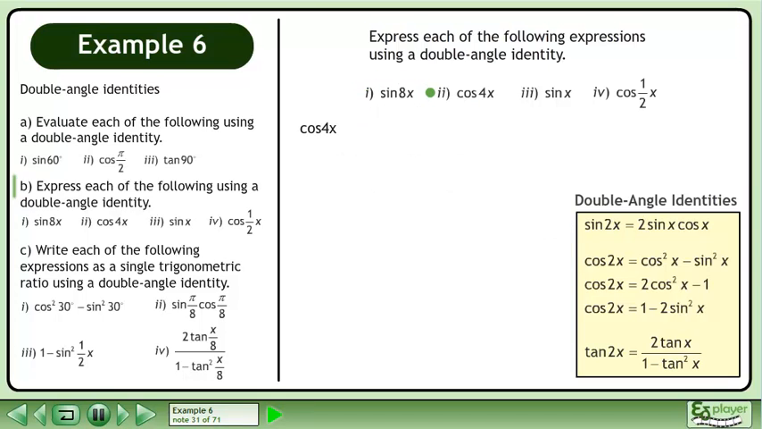In question 2, expand cos 4x. We write 4x as 2 times 2x. We'll use the first double angle cosine identity. Plug 2x into the right side of the identity. This gives us cos 4x equals cos squared 2x minus sine squared 2x.